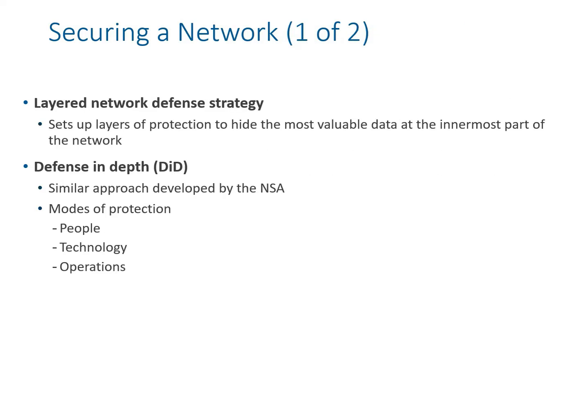Now we'll see how we can secure our network. Securing a network means you must have a layered network defense strategy, setting up layers of protection to hide the most valuable data at the innermost part of the network. We categorize data, or divide the segments of data on the network, into categories. Each category would have different access control lists, and they would not be able to communicate from one layer to another.